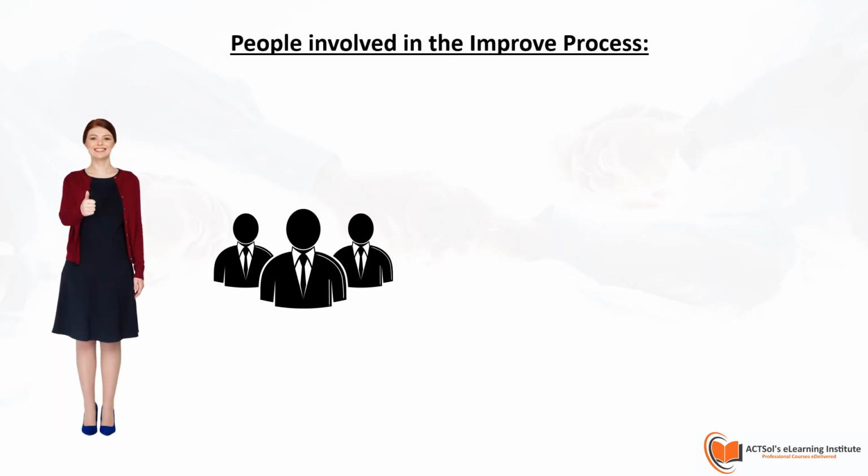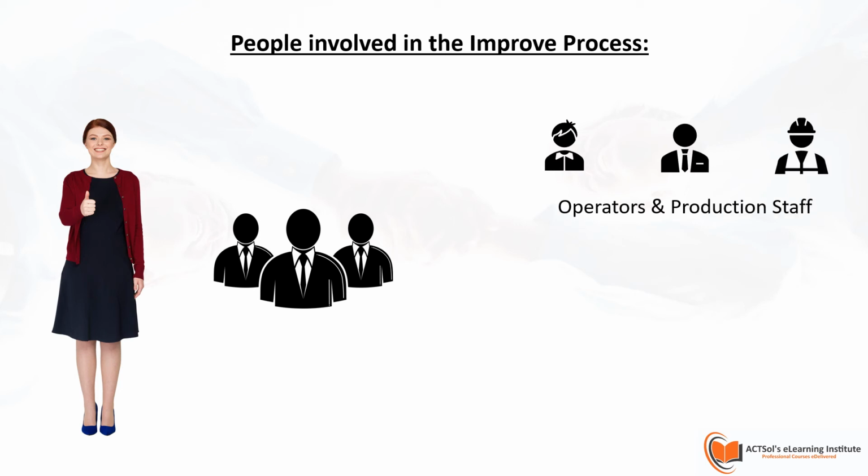People involved in the improve phase. Improve is the most consultative phase of DMAIC. Involve people from different levels within the business, including those that work directly with the problem process. In manufacturing, operators and production staff should be engaged in idea generation and discussions with the project team.